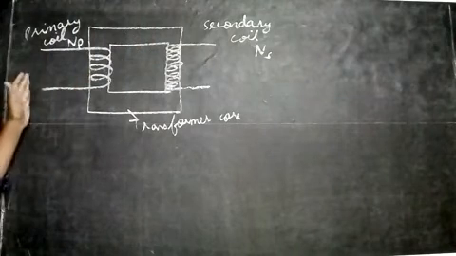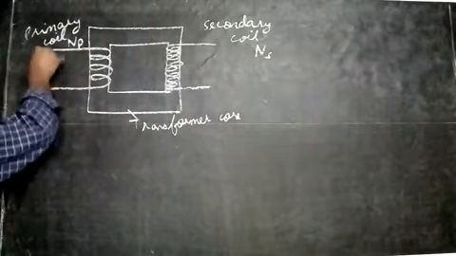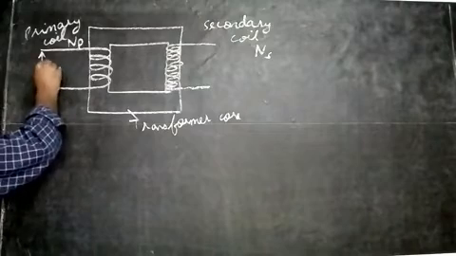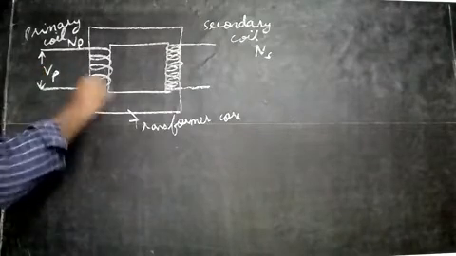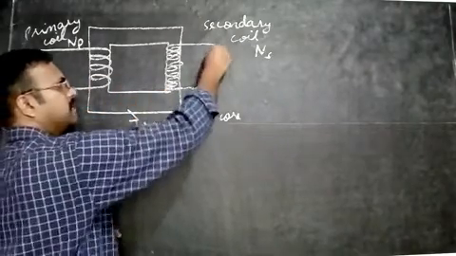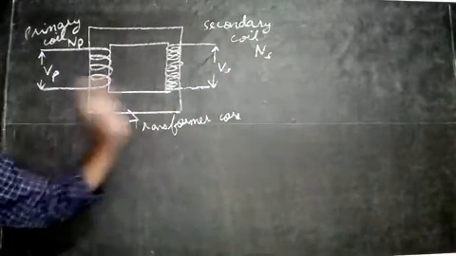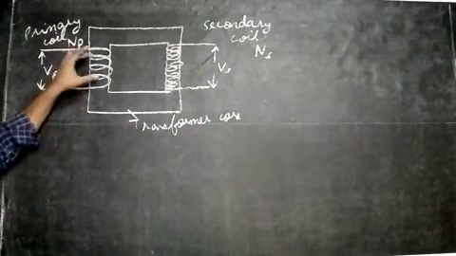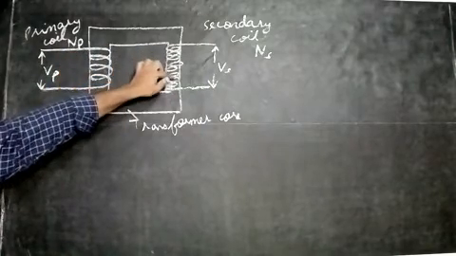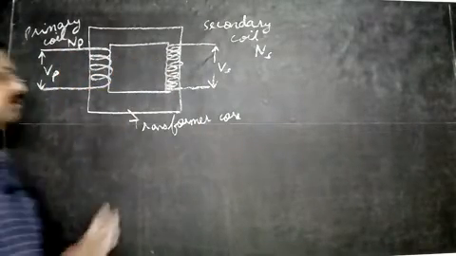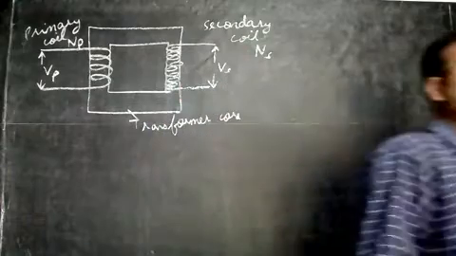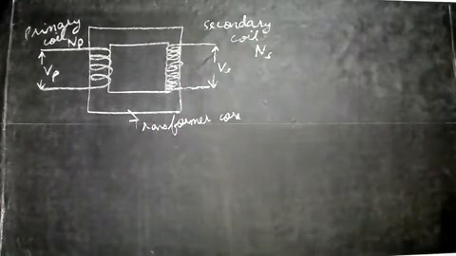The voltage that we give in the primary, we say, is VP, and the voltage that we get across the secondary we say is VS. This is the primary winding, and this is the secondary winding. So now we know about the construction. Next we'll see how it works, what is the working of this.